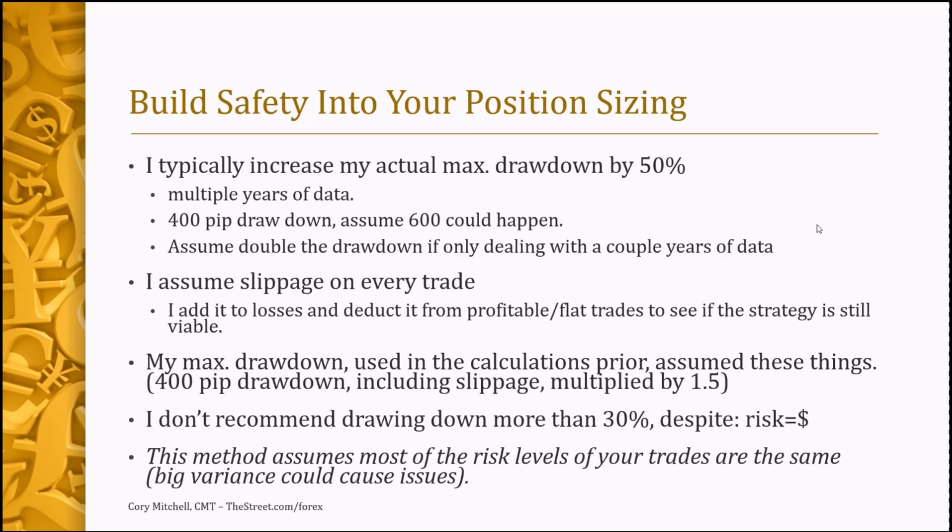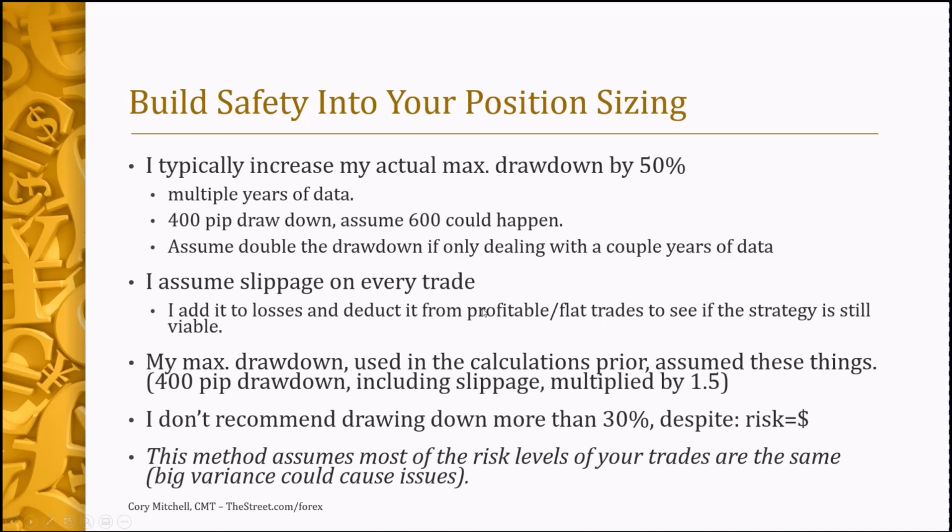First, we're going to try to use multiple years of data, hundreds of trades, and do as much back testing as you can. If you have a 400 pip drawdown, you want to assume that 600 could happen. So you're actually going to increase whatever the actual drawdown is by 50%. Remember I was talking about that Euro USD strategy where it loses 600 pips at its worst point? That's not really true. It actually only loses about 300 pips at its worst time. But then I did this: I added in slippage on every single trade.